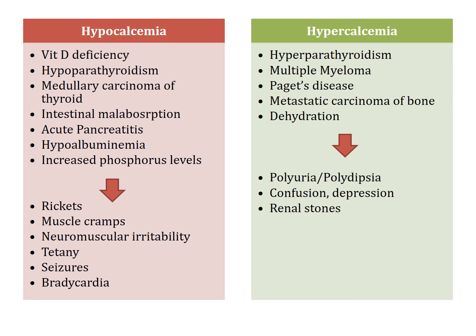Here are mentioned some disease conditions associated with hypo and hypercalcemia. Hypocalcemia mainly occurs in vitamin D deficiency, which can be due to less sunlight exposure, malabsorption, hepatic diseases or in renal diseases. Hypoparathyroidism also causes hypocalcemia as there is decreased activation of vitamin D. Medullary carcinoma of thyroid causes increase in serum calcitonin levels, which in turn causes hypocalcemia. Hypocalcemia is also seen in acute pancreatitis and hypoalbuminemia. Major symptoms associated with hypocalcemia are muscle cramps, neuromuscular irritability, tetany, seizures and bradycardia.